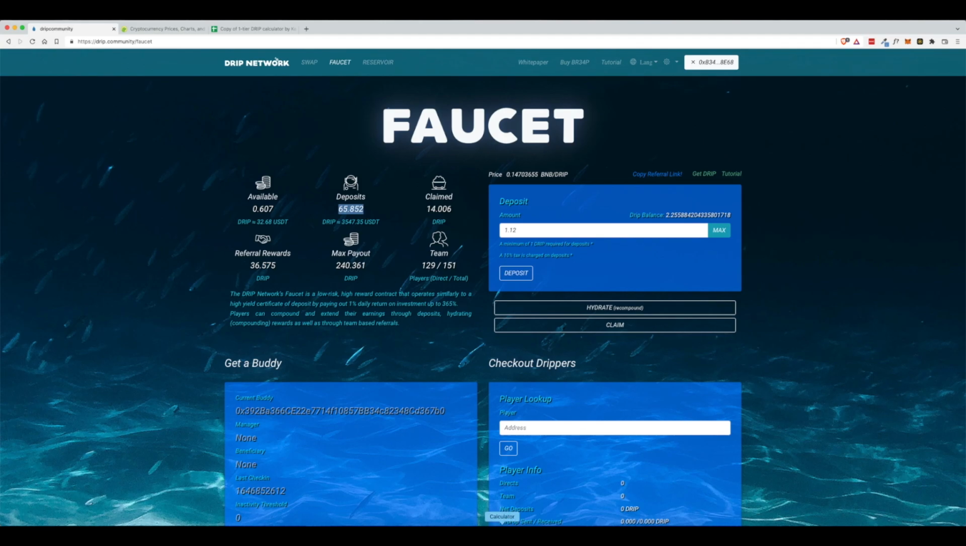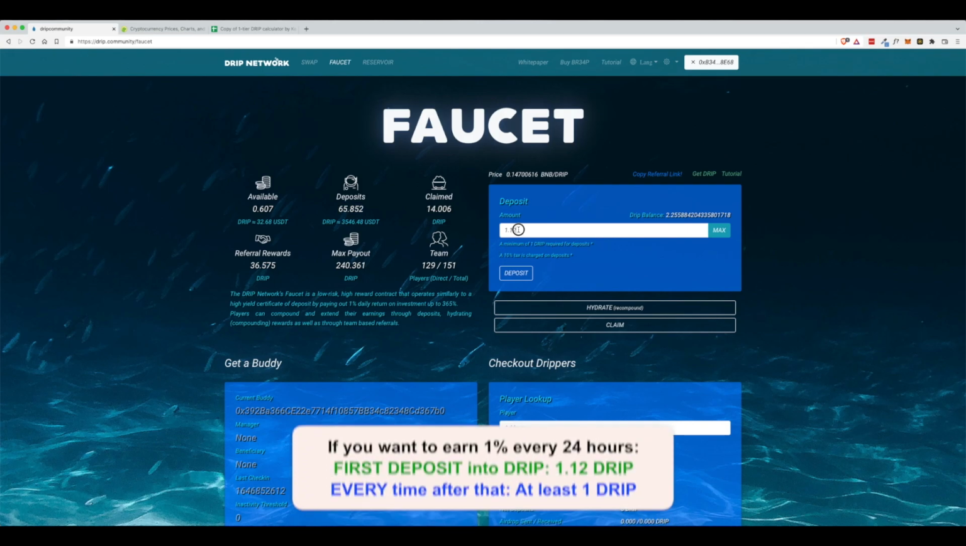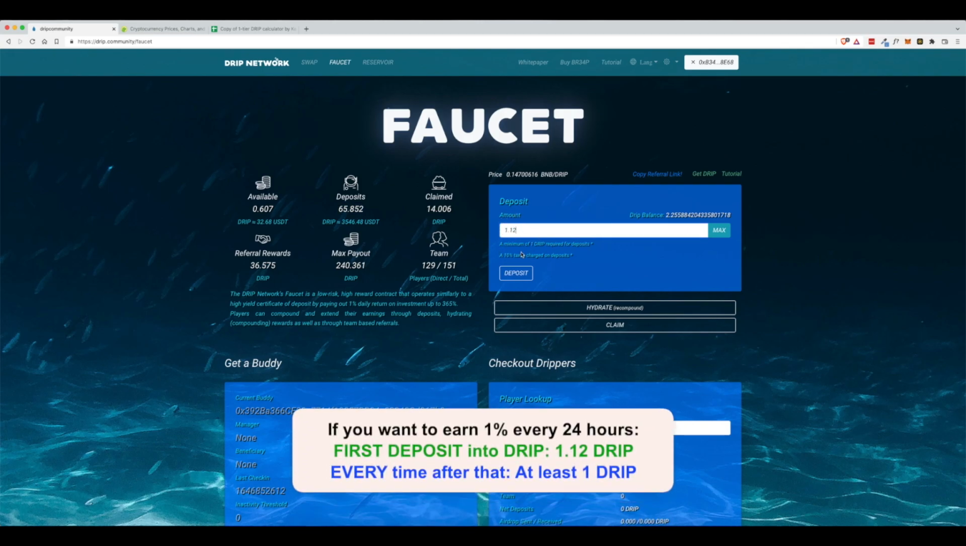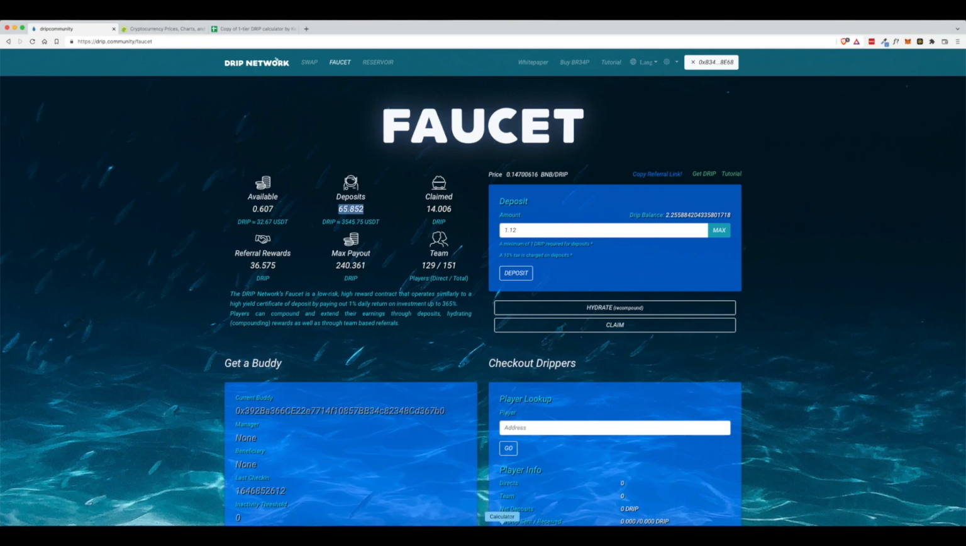So let me say that one more time. If this is your very first time with DRIP, you're getting started today, you haven't done anything with DRIP before, everything here shows 0, you want to deposit at least 1.12 DRIP tokens today, and then you will start earning the 1% every 24 hours. And what does that look like? So it's really not that much. That's because you're not depositing much. But as you saw earlier, we would end up with 1.008.